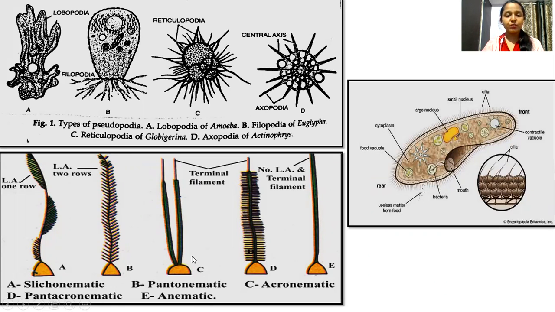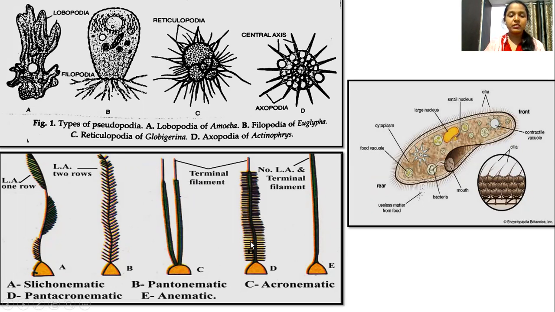The next one is the acronematic. In case of the acronematic, we don't find any mastigonemes. Instead of mastigonemes, the terminal end of these flagellas will have the terminal filaments. So that is the acronematic.